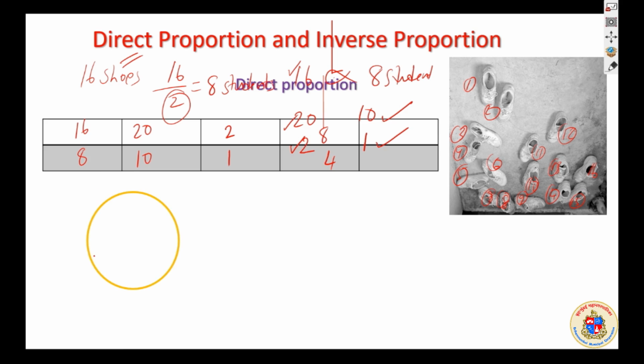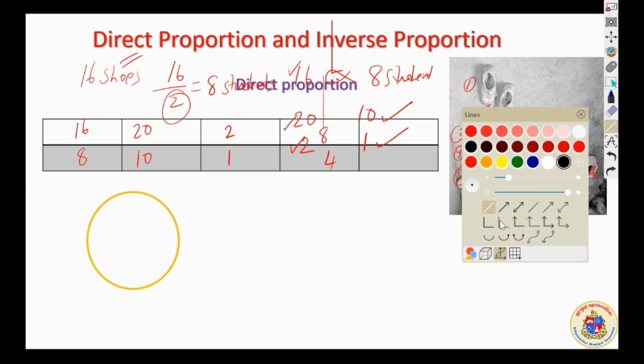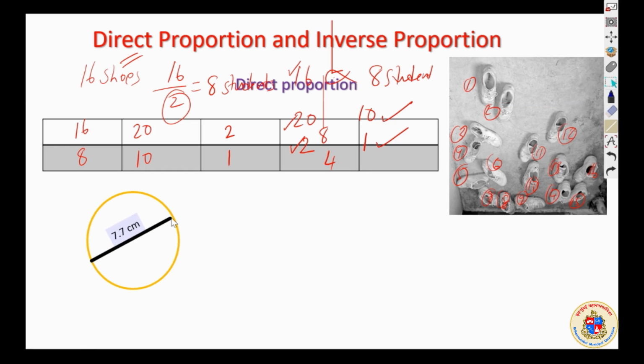Here is a circle. If I try to draw a diameter to it, I can draw a diameter like this. A diameter is drawn. The circle is divided into 2 halves. One more diameter is drawn. The circle is divided into another 2. That means total became 4.